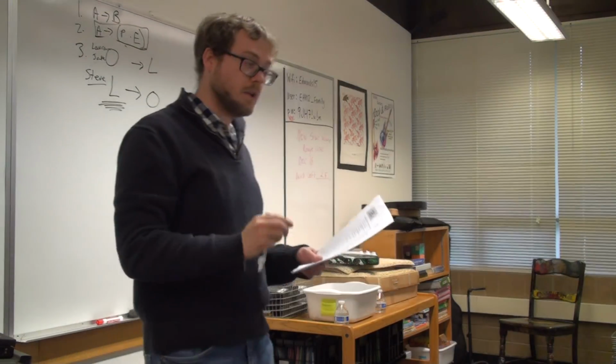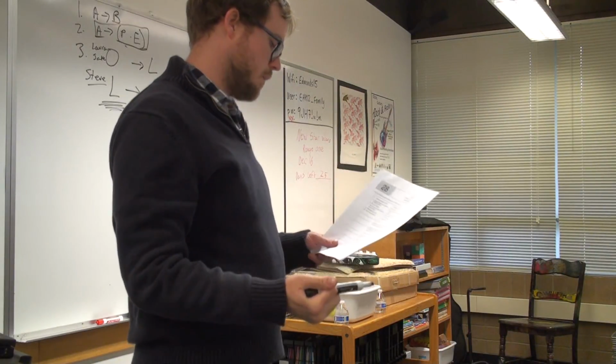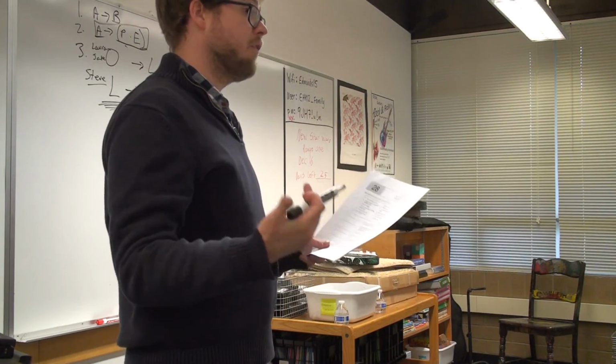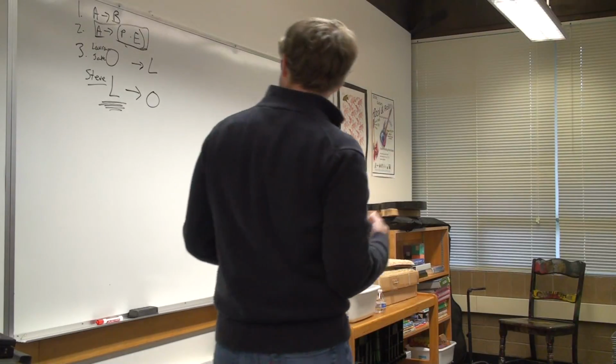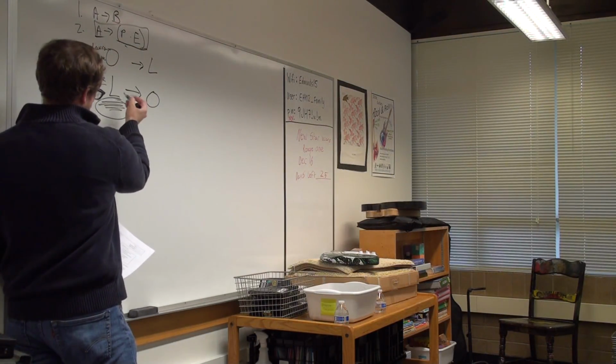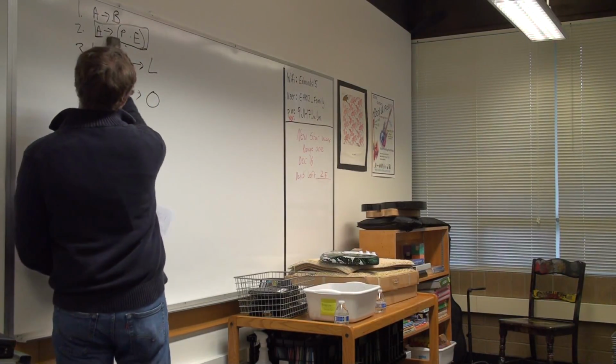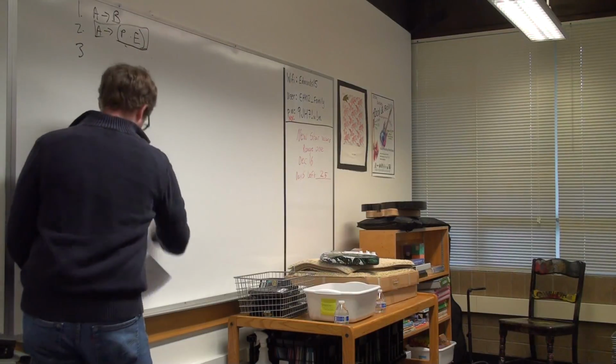So number 3 was definitely tricky, something we haven't done before. But whenever you have something like that with an if in the middle of the sentence, the thing right after the if is going to be the antecedent of the conditional. That's what's going to go first. So it should be L arrow O for number 3.